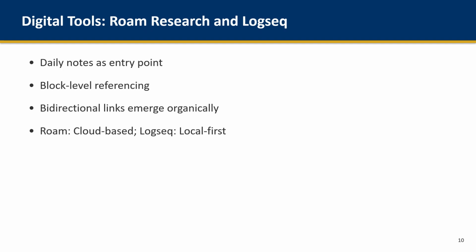The magic happens with bidirectional links. When you link to a concept, that concept's page automatically shows every other note that links to it. Connections emerge organically without you having to manually maintain an index. Block-level referencing takes this further by allowing you to reference specific paragraphs from any note. This enables precise citation of your own past thoughts and supports building arguments from distributed notes.